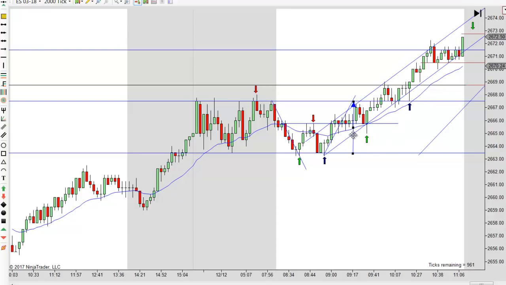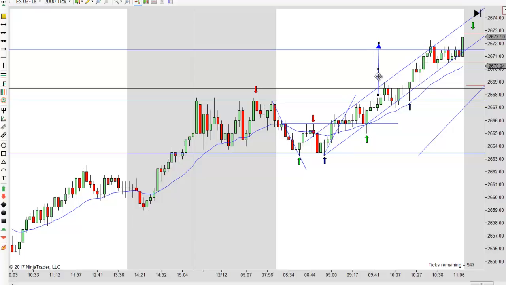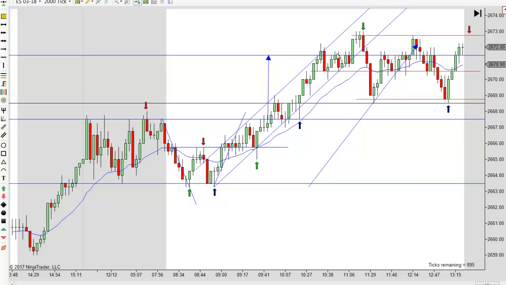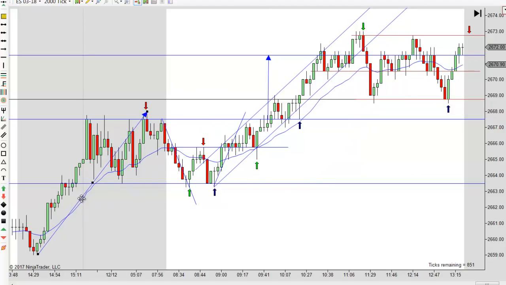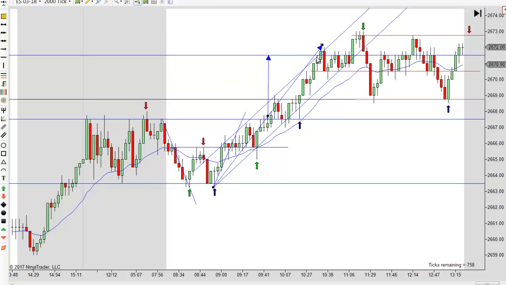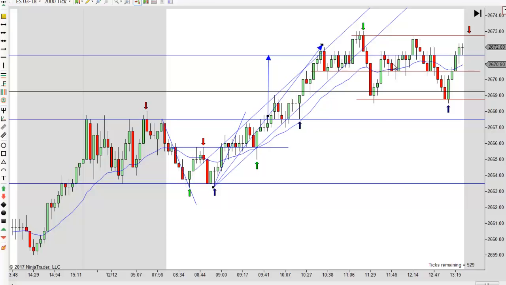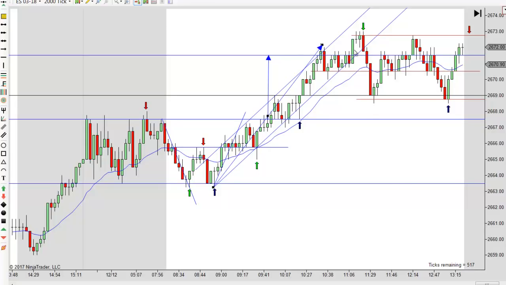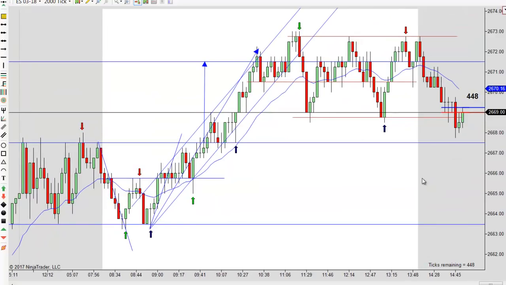And once you know your height there, you just measure it up, and that would be your target. You can see we made that. We actually went a little bit higher, but I would also measure the leg up that we made from here to this high, and drag that over, in case we went higher, and that would be my next target. But those are basically within a tick or two of the same place. So it would have been my target right along here, and you can see we actually pushed a little higher a couple of times before trading back down again.